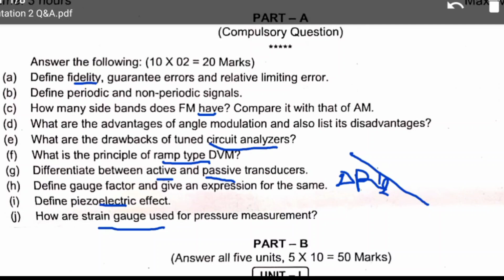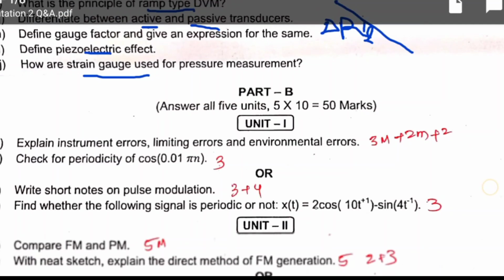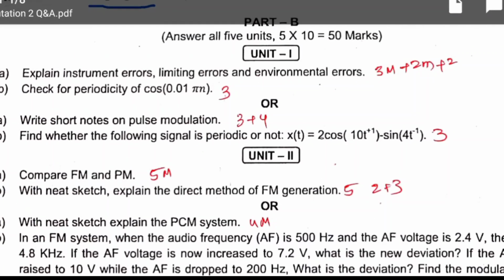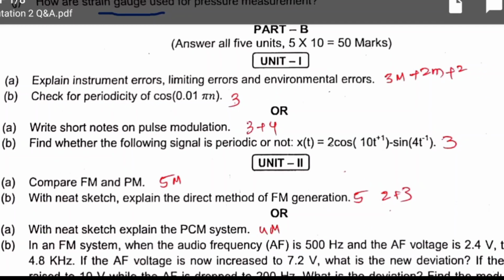Coming to the next question, part B. Explain instrumental errors, limiting errors and environmental errors. That is part B, unit 1. Check the periodicity of cos 0.51 pi n.